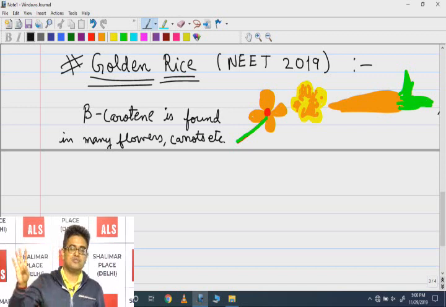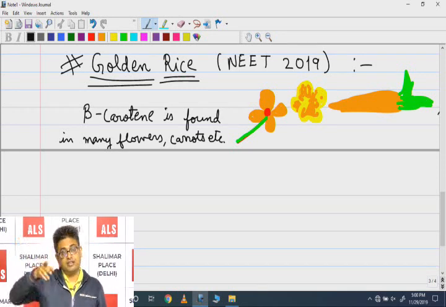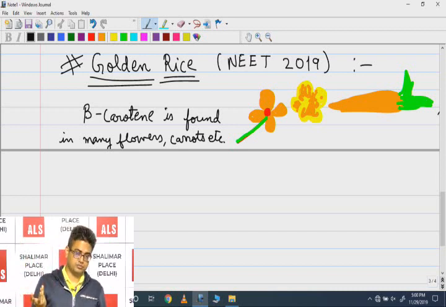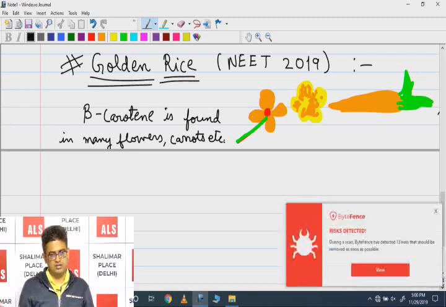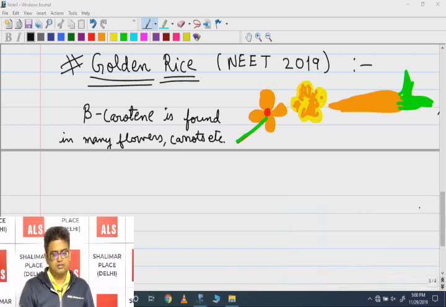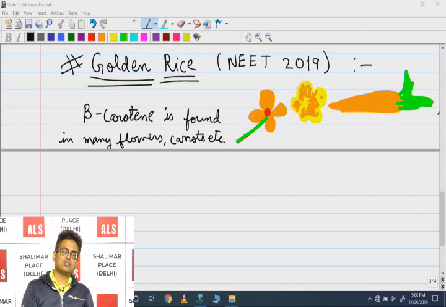But CBSE loves this question. They ask it every year, and this was asked in the NEET 2019 exam, and this was a very particular question. Nobody knew. Only some very conceptual minded people knew the answer. Daffodil or marigold, any other flower, they all have yellow orange colored pigments, and it can be used to make vitamin A. So actually golden rice does not contain vitamin A itself, but it is marketed as vitamin A enriched rice.